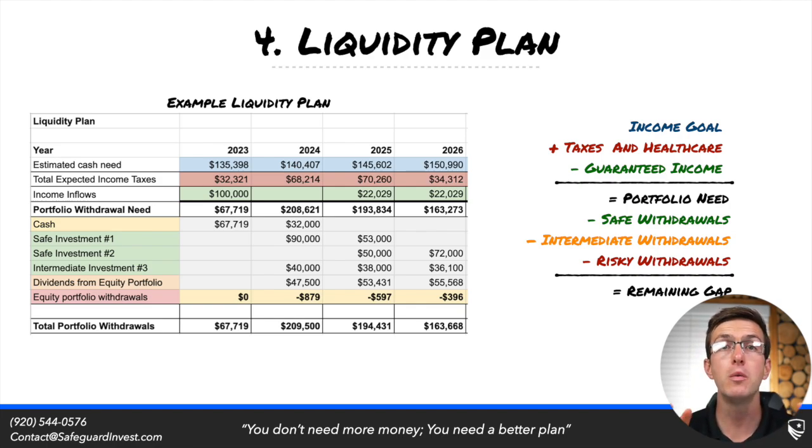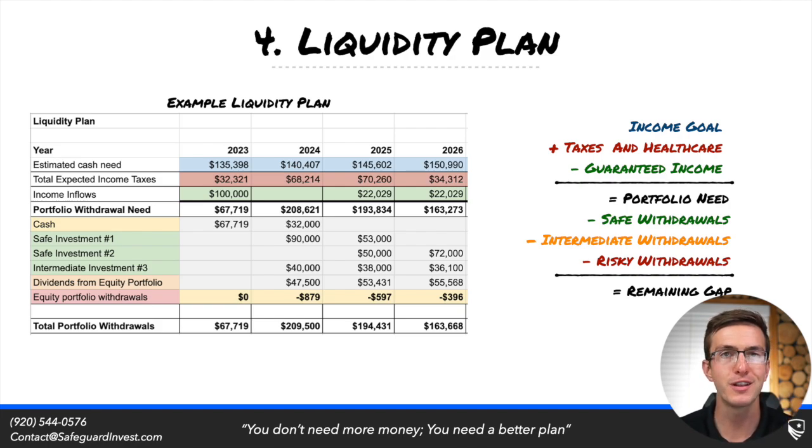So generally what we want to do with a liquidity plan is look at your income goal. We want to add in any taxes and healthcare, those very important expenses. And then we want to subtract out guaranteed income, whether that's Social Security income, pension income, or annuity income, all of that would fit into this category. This will give us a number that is basically our portfolio need.